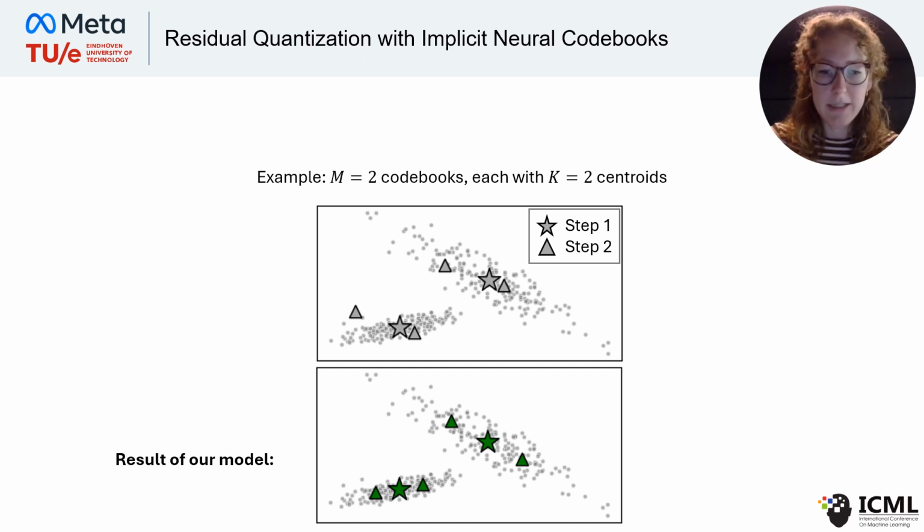And quickly already showing the result on this toy data for our model, what happens now is that given the previous quantization selected quantization centroids, the star here, you see that the centroids of the next step, the triangles, are now adapted to the residual distributions that need to be quantized.